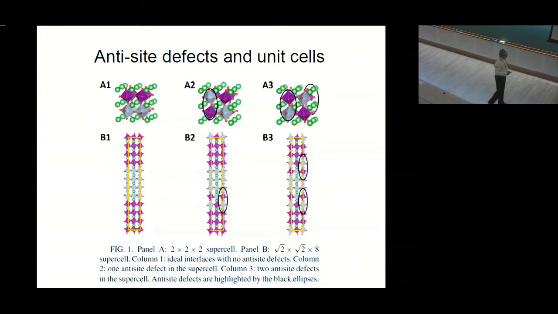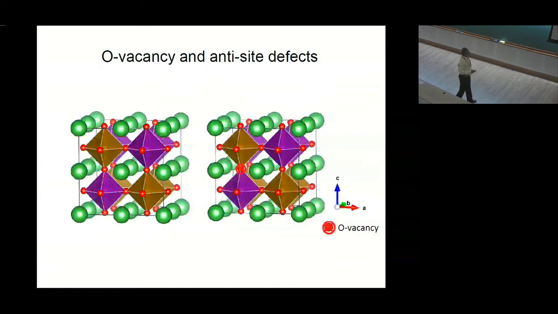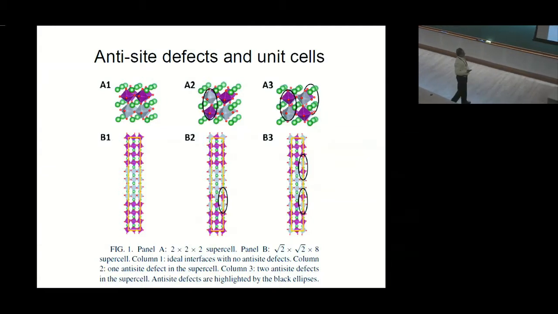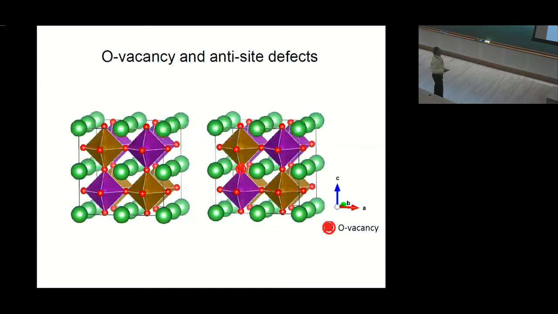And they took two different supercells. It's a DFT calculation, so they took two kinds of supercells. One is 2 by 2 by 2, another is root 2 by root 2 by 8. Another they took is root 2 by root 2 by 2, which is the one they finally report. And so then they went ahead and did a DFT calculation. And what they find is that anti-site disorder is favorable in certain cases, and they actually tabulated all the cases where anti-site disorder is favored.